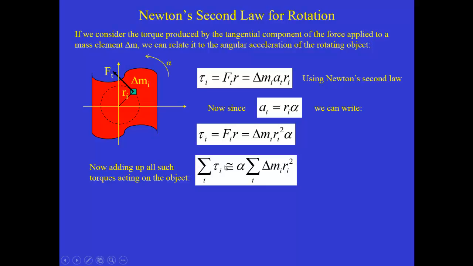Now, this is truly only an approximation, because it becomes exact in the limit where we take that mass element to be very, very small and the sum becomes an integral. We'll complete that step in just a moment. But what we see is that alpha comes outside, and this summation you should recognize because we encountered it before when we were talking about rotational kinetic energy. It's nothing more than the moment of inertia. So there's our expression for the net torque acting on the object.